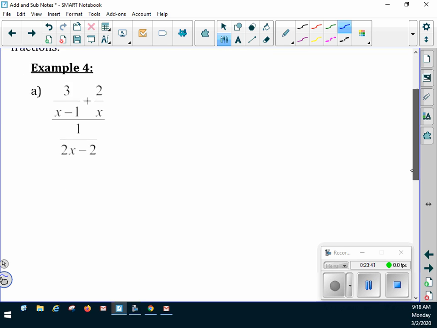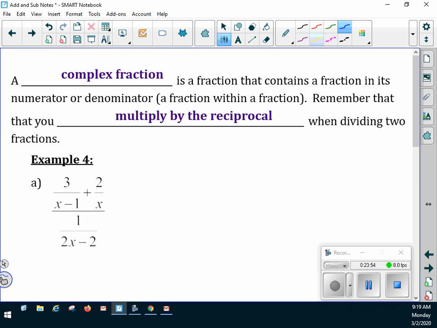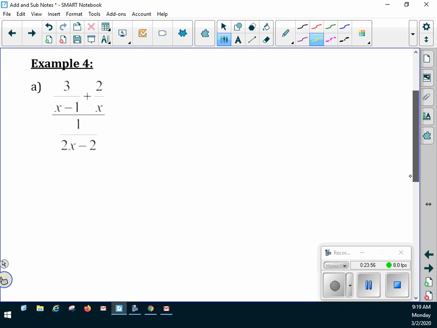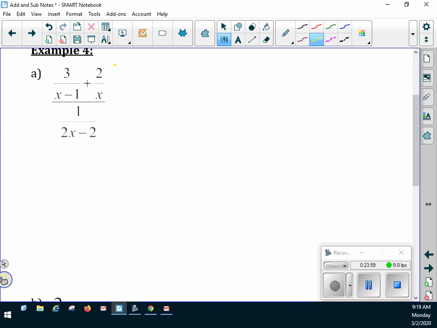All right, so let's look at this first one. If you read that, it just sounds like a nightmare. 3 over x minus 1 plus 2 over x divided by 1 over 2x minus 2. Now, again, not as bad as it looks. Now, this is the numerator, right? Now, here's what we're going to do. We're going to add those 2 fractions together. You already know how to do that.